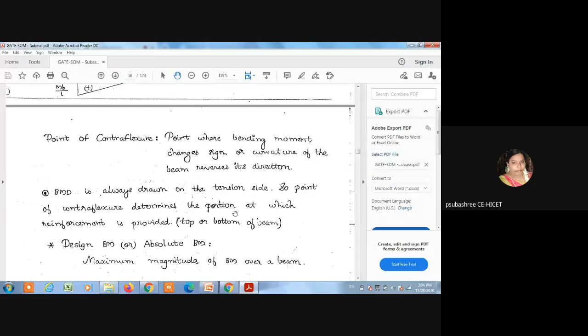So the point of contraflexure means the point where the bending moment changes sign or the curvature of the beam reverses its direction. The bending moment is always drawn on the tension side. So the point of contraflexure determines the portion at which reinforcement is provided.